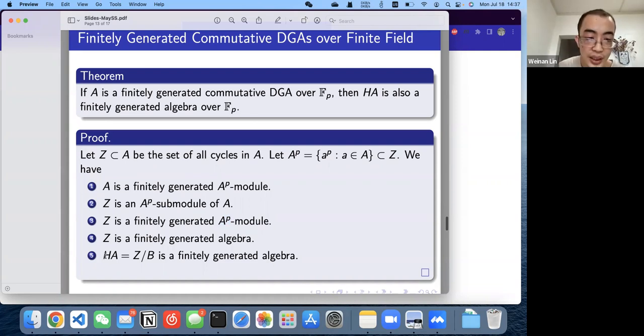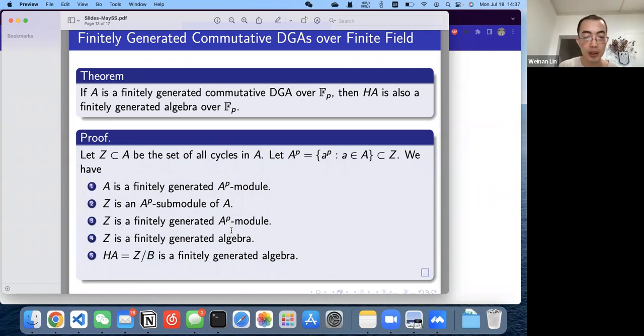Since the homology becomes a finitely generated algebra modulo an ideal of it, then it's a finitely generated algebra. You are just adding more relations into this algebra, and therefore it's a finitely generated algebra. Okay, now this is the complete proof.